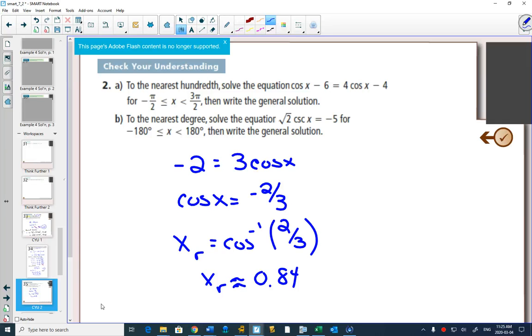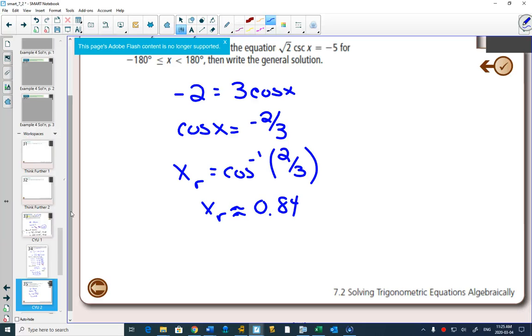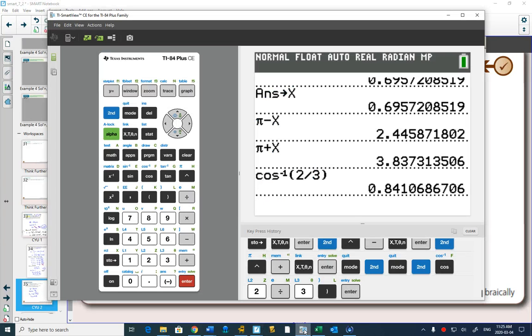So I would go to my calculator and do cos inverse of positive 2/3. Reference angles are always using the positive numbers. Because if you did negative 2/3, you're going to get 2 point something, right? And that's in quadrant 2. And a reference angle is always in quadrant 1.